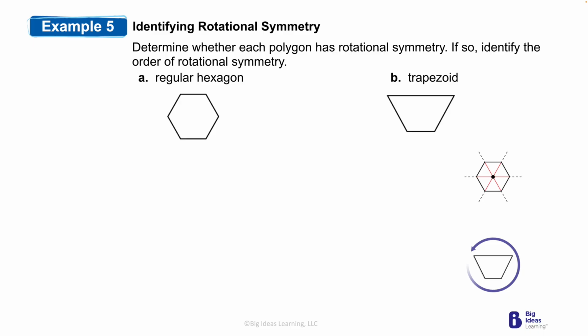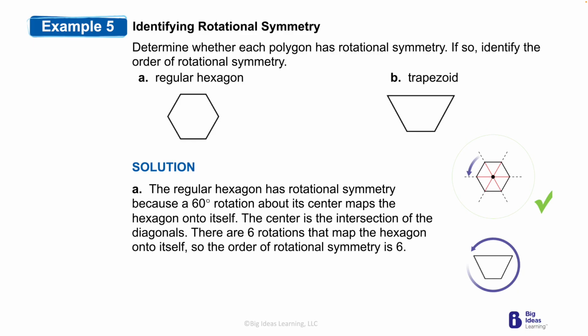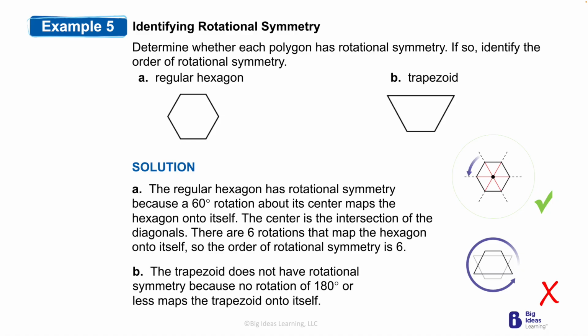So regular hexagon, which is back on the right-hand side there. I can spin it, and it's already on itself. That's at 60 degrees. So if you take 360 divided by 60, you get 6. So that means there are 6 rotations that could map the hexagon onto itself. So your order of rotational symmetry is 6. The trapezoid does not go back onto itself. So 180 or less, it does not map back onto itself. So it does not have rotational symmetry.